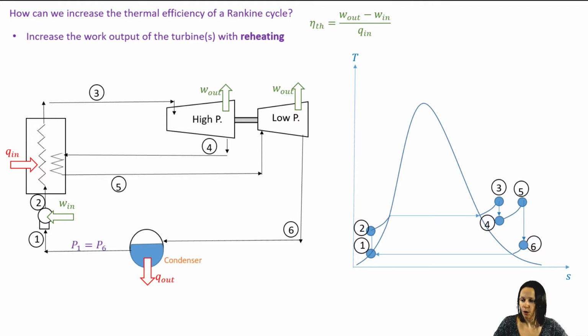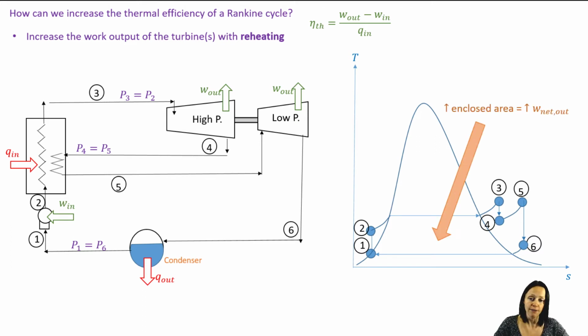So let's look at where our pressures are equal. P1 and P6 are equal, P4 and P5 are equal, P3 and P2 are equal. And that comes from assuming that there's no fluid friction, which would cause pressure drops within our cycle. We have increased the enclosed area as compared to a simple Rankine cycle, and so the net Q in and thus the net work out has increased.